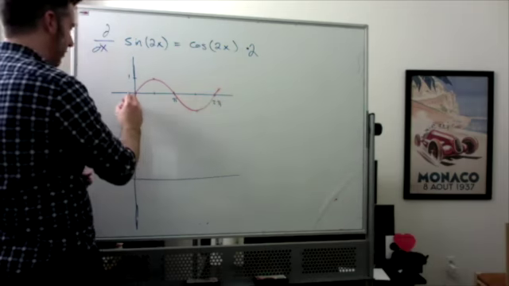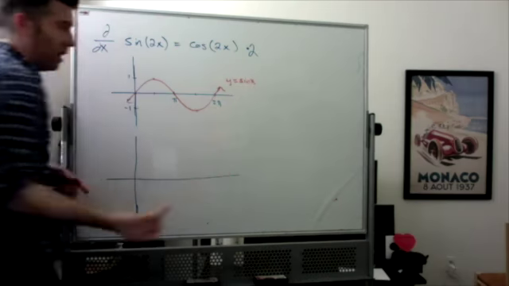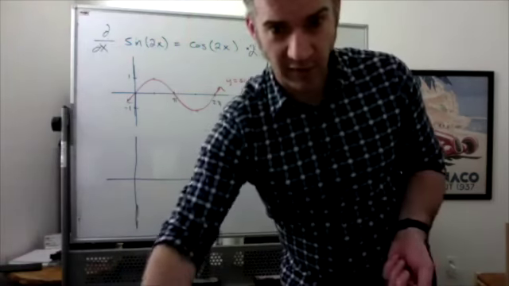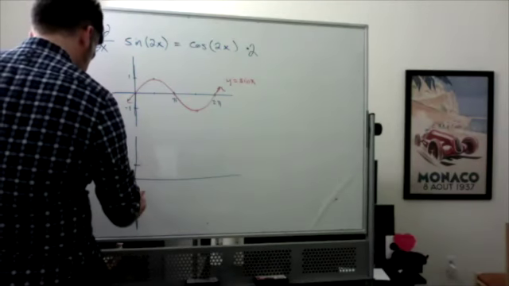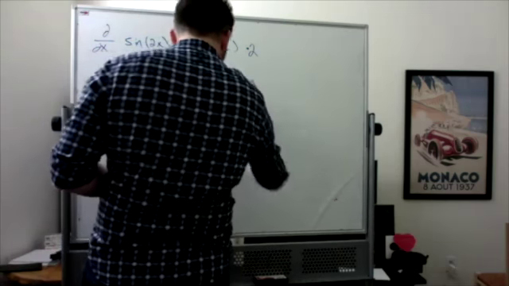Right, so there's my sine function. Now let's draw its derivative. Again, this is how we found the derivative to be cosine. We know the derivative is cosine. Let's make this match up here. Sorry, I'm standing in front of the board.